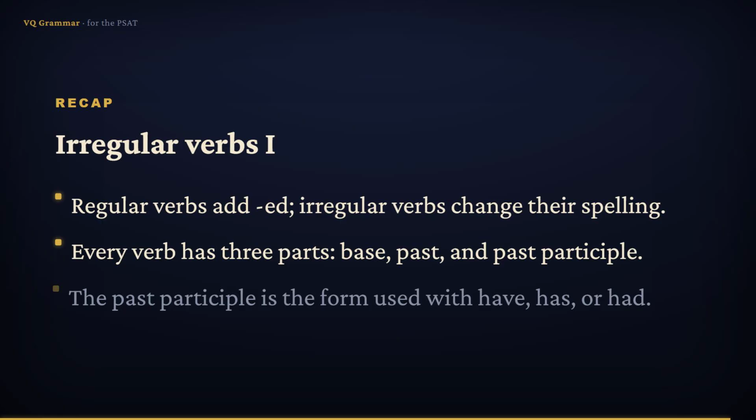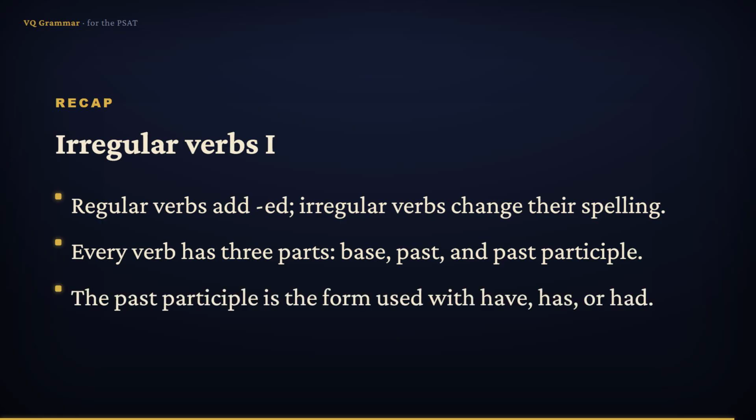And remember the rule that keeps you straight. The past participle is the form used with have, has, or had. Find the helper and you'll always pick the right form.